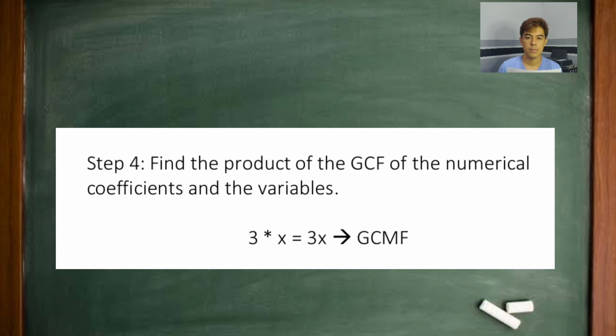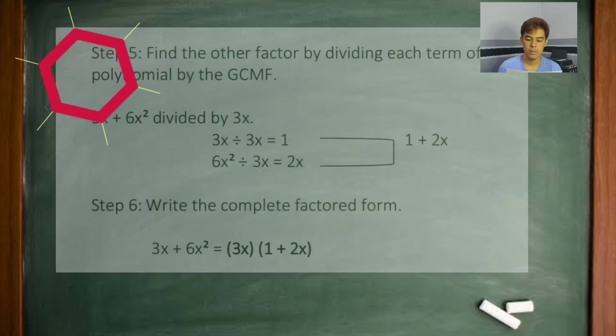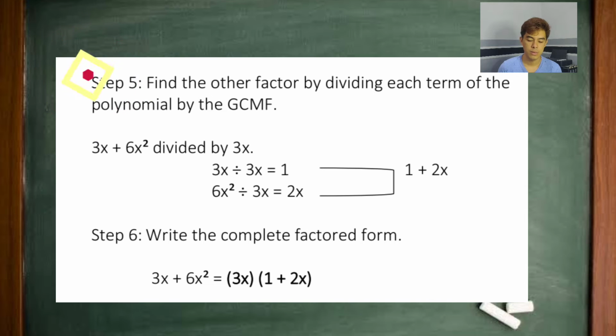Gagamitin natin yung GCMF na yan para makuha ang factors ng ating expression. Step number 5, i-divide natin yung buong expression, 3x plus 6x squared, sa ating greatest common monomial factor which is 3x. So ang makukuha natin ay 1 plus 2x. Step number 6, we write the complete factored form. Unang factor niya yung 3x, and then the other factor will be 1 plus 2x. So the complete factored form is 3x times 1 plus 2x.